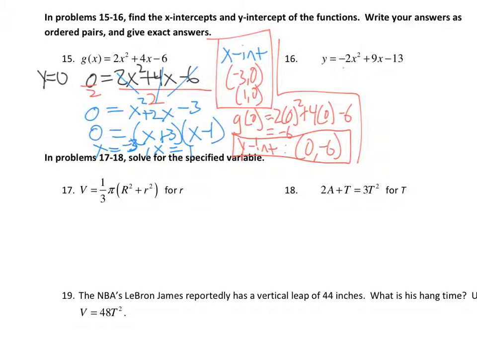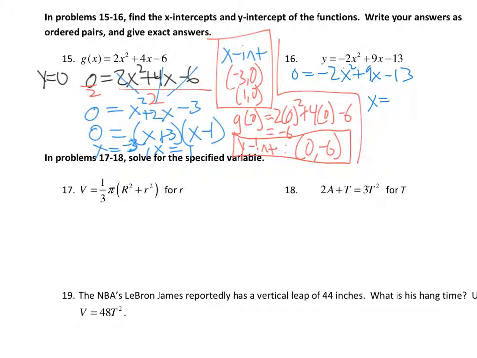Alright, so let's find the x-intercept by setting y equal to 0. Y equals 0, negative 2x squared plus 9x minus 13. I don't think we're going to be able to solve that with factoring. So let's go with the quadratic formula.